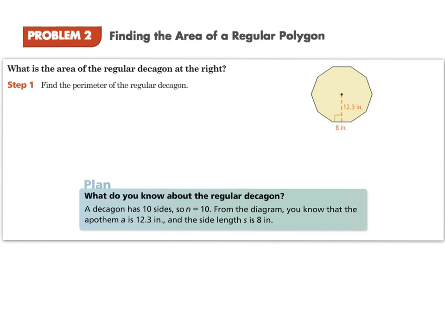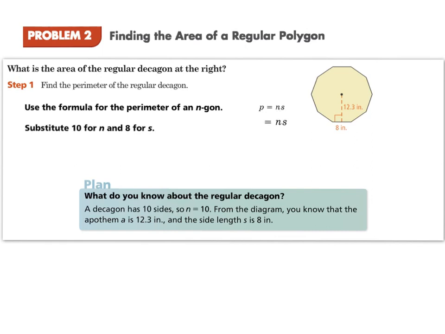Step 1. Find the perimeter of the regular decagon. Use the formula for the perimeter of an n-gon. Substitute 10 for n and 8 for s. Now multiply. So the perimeter of the regular decagon is 80 inches.